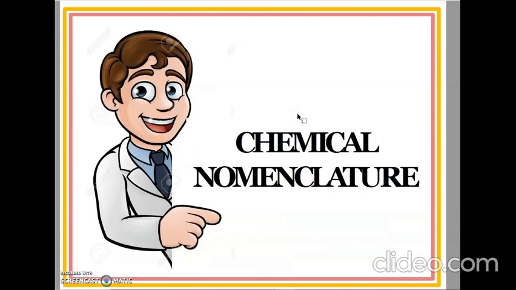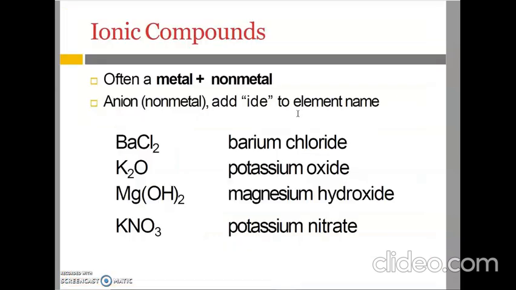Next, we're going to look one by one at chemical nomenclature, or how we name our compounds, elements and ions. First, ionic compounds. These are usually made out of a metal and a non-metal. The anion is usually a non-metal. When we name it, we add IDE to the element name. Examples here, barium and chlorine. This is the positively charged cation, and this is the negatively charged anion.